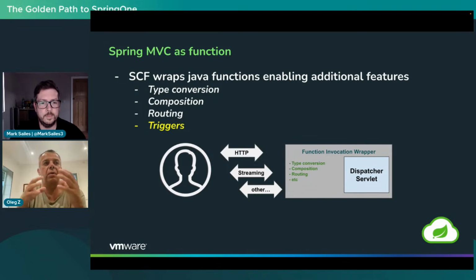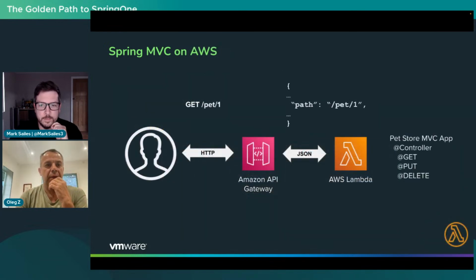And by doing so, you can now take an existing Spring MVC, Spring REST app and literally deploy it on AWS Lambda and interact with it, with individual controllers and individual REST endpoints, as if they were functions, right? So that's what we're going to show you in a second.